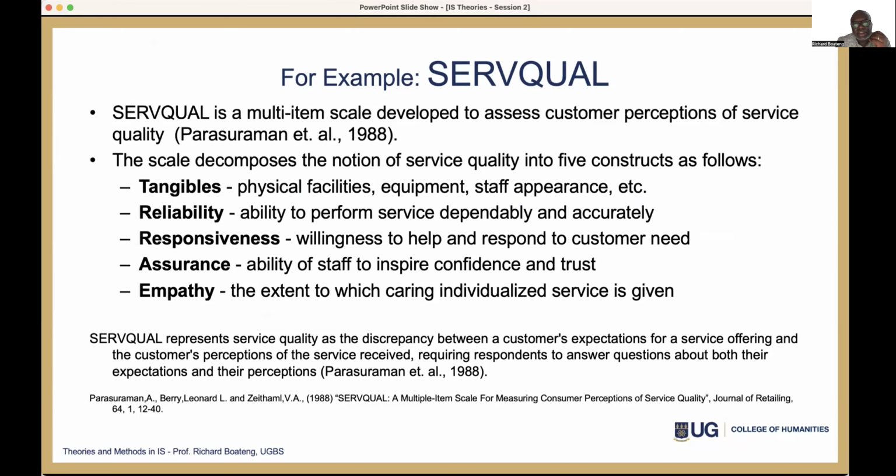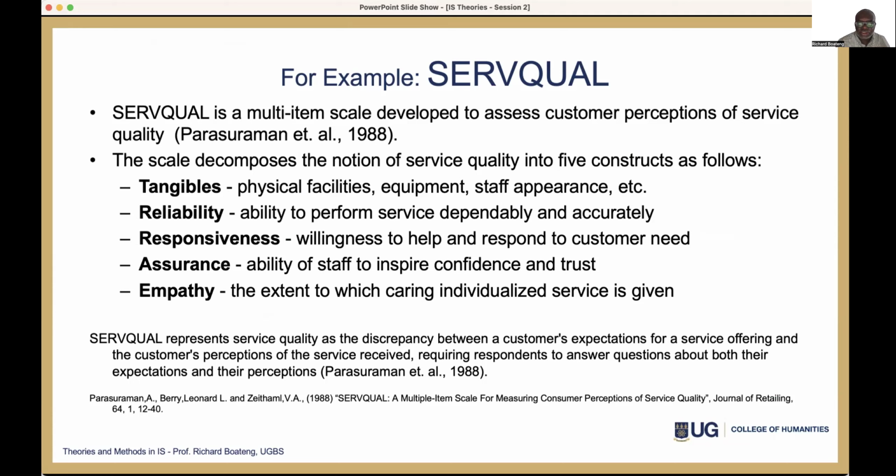Now, it tries to explain how customers assess perception of a service quality. So, in a given service, if we want to measure the quality of service from the perspective of the consumer, we can use the service quality model. Now, in the original tenets, the service quality model talks about 5 key constructs: the tangibility of the service, reliability of the service, responsiveness of the service, assurance of the service, and empathy associated with the service.